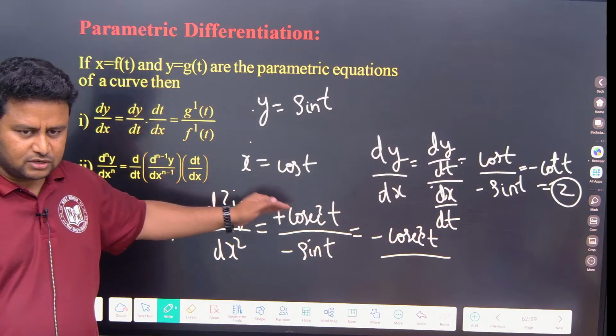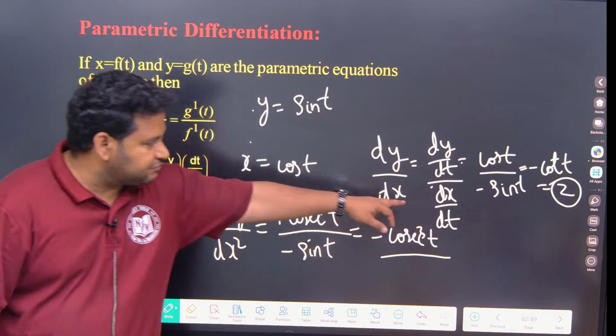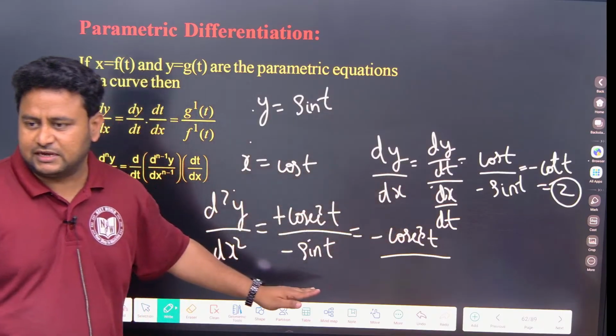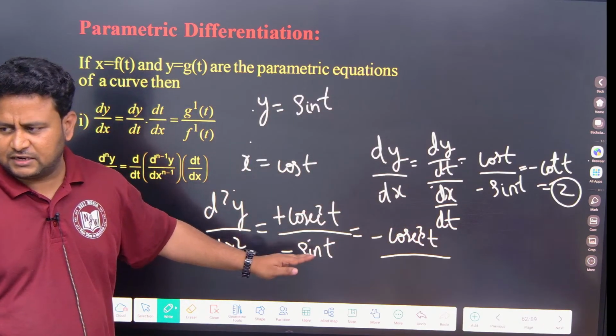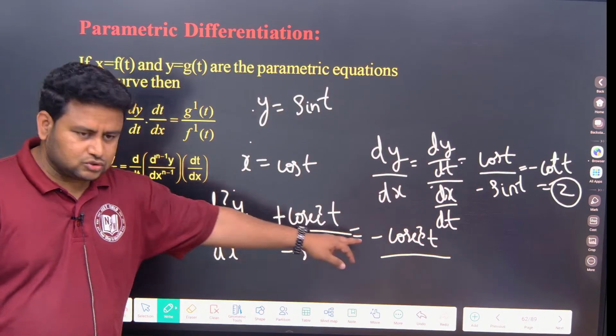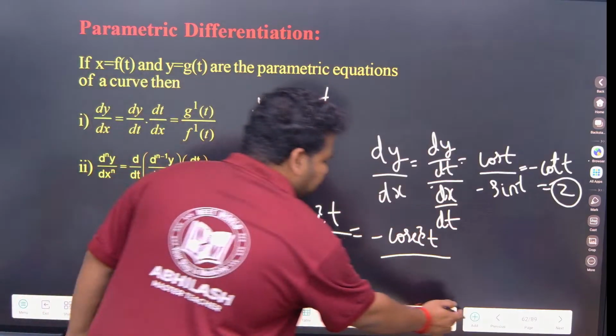So whenever you have to do double differentiation, do it, but divide it with this dx by dt. Dx by dt already you got the value, put that value here directly. Clear? So this is the way to do it. Let us take one more example.